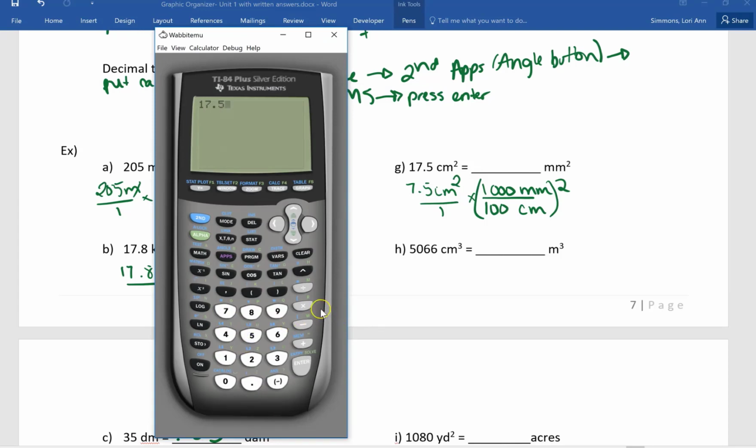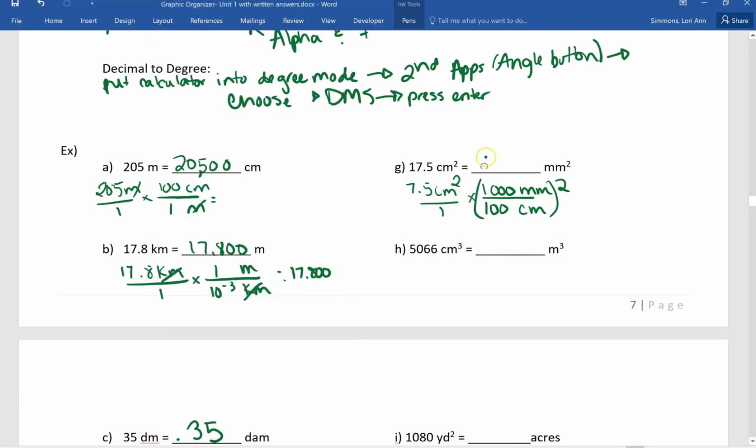17.5 times 1,000 squared, all divided by 100 squared. And we get 1750. So 1,750 millimeters squared. The centimeters squared cancel, and that's when you're left with millimeters squared.